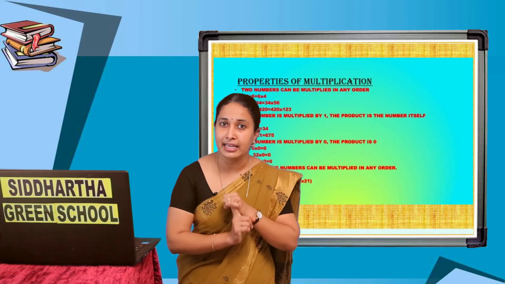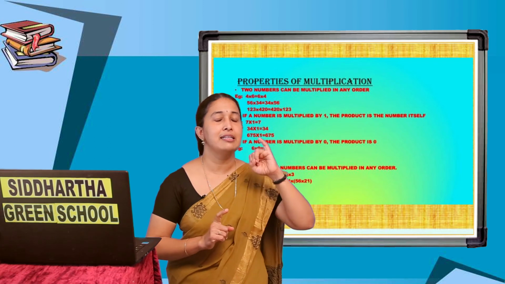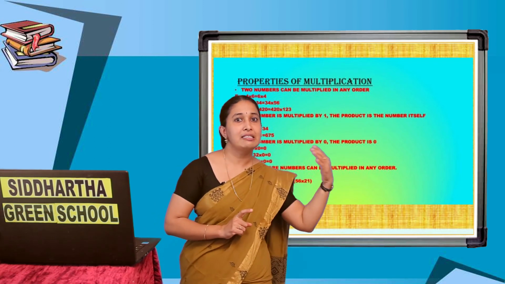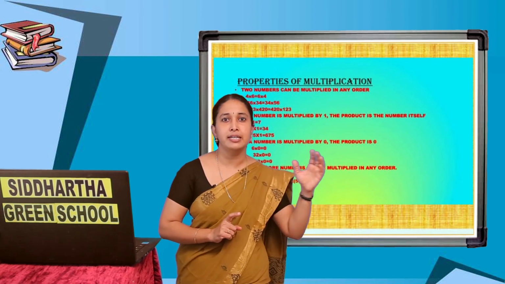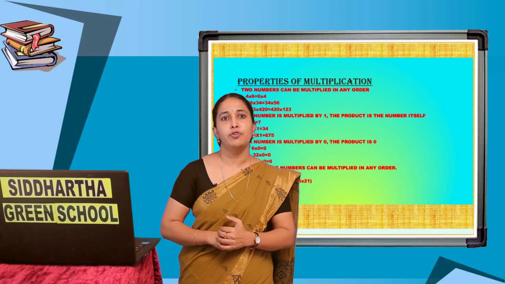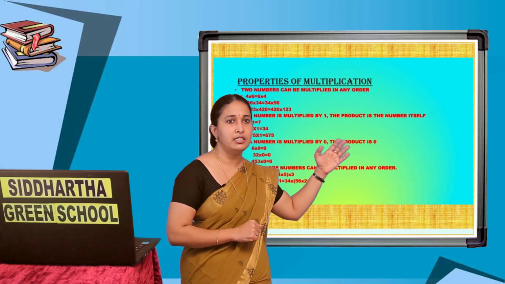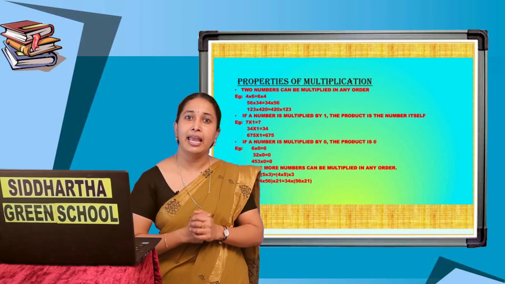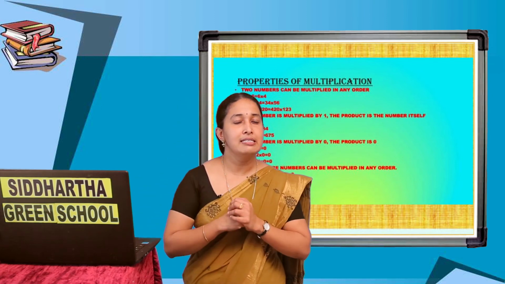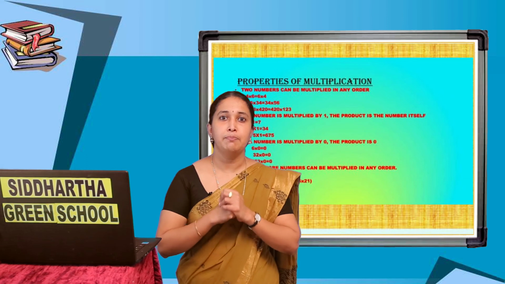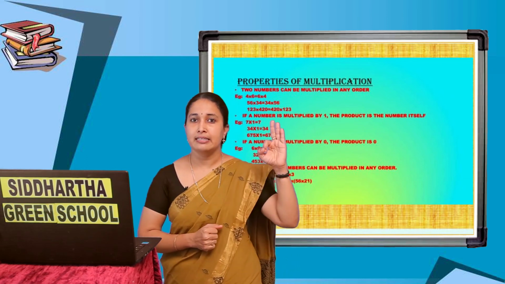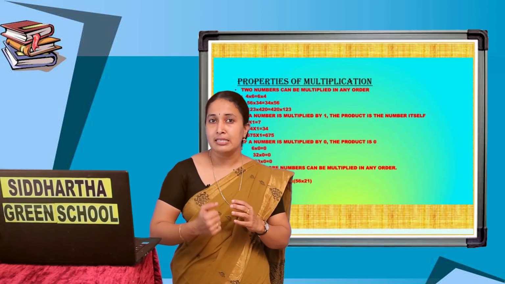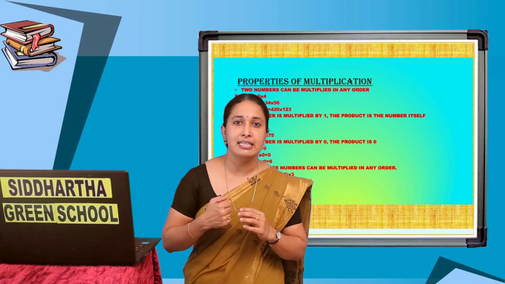And the second property, if a number is multiplied by 1, the product is the number itself. So what is 7 into 1? The number itself, 7. What is 34 into 1? The number itself, 34. So if you are multiplying any number by 1, we get the same number as the answer.